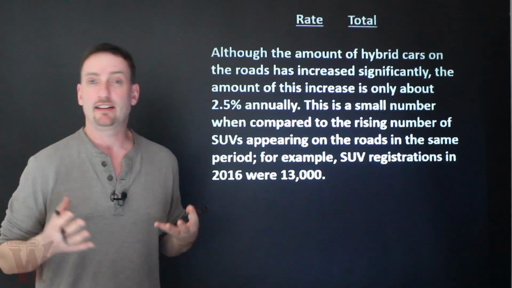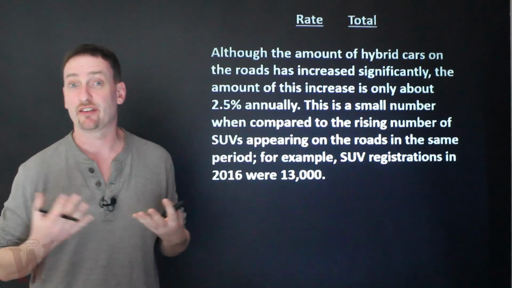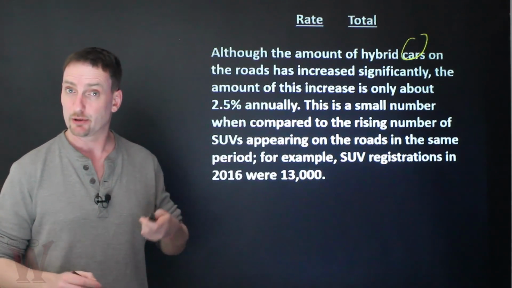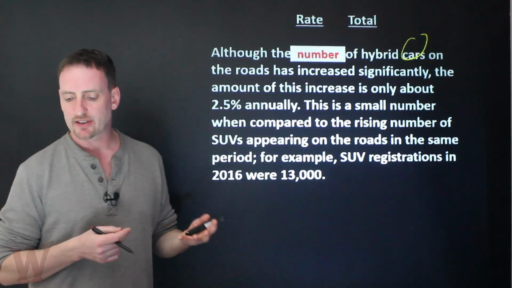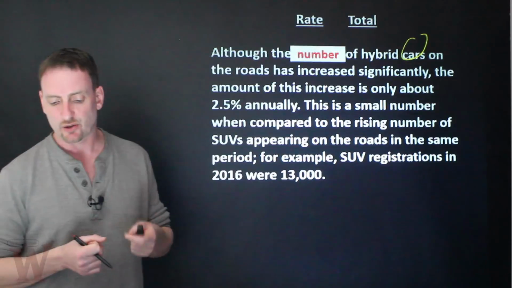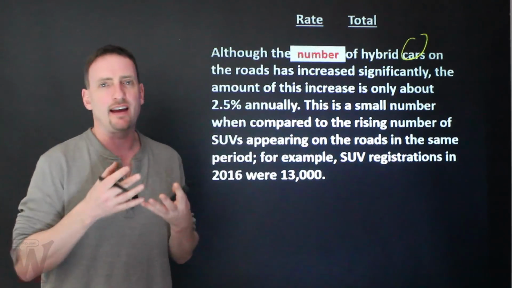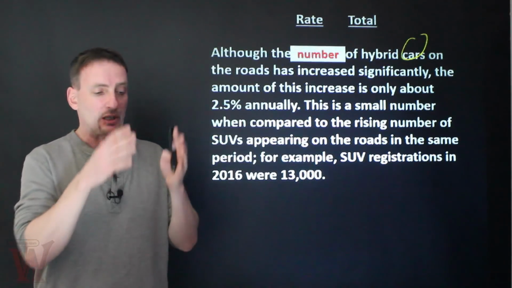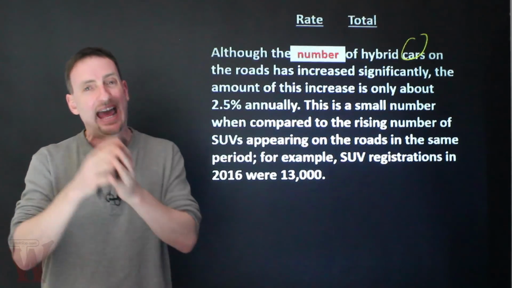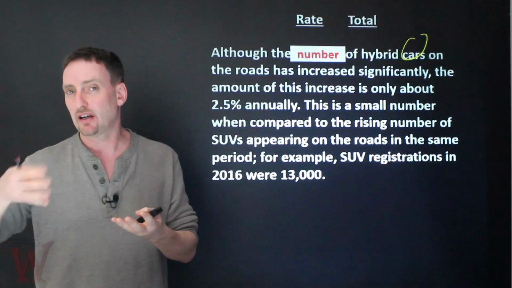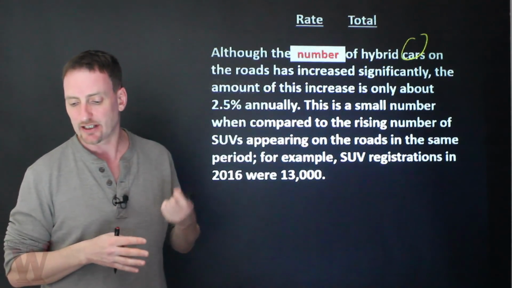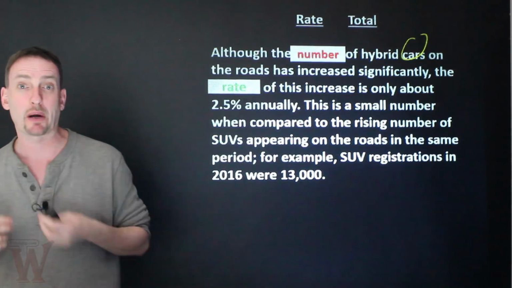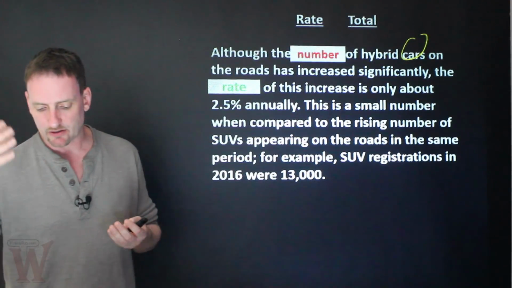Okay, so now let's look at rate and total. I want you to start using these words because they're very effective. Although the amount of hybrid cars, again, remember cars, countable, so you want to use the word number, on the roads has increased significantly, the amount of this increase is only about 2.5% annually. Now, again, technically, the amount, because you're talking about a percentage, amount is technically correct. But you have amount, 2.5% annually, within a period of time. Annually, every year. So in this case, what you have is actually a rate. The rate of this increase is only about so much per so much time. Okay? This is a small number.